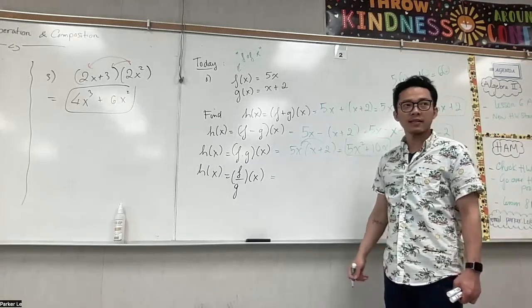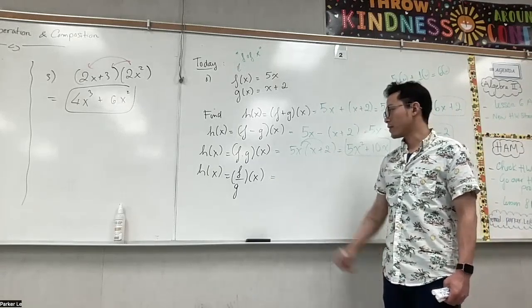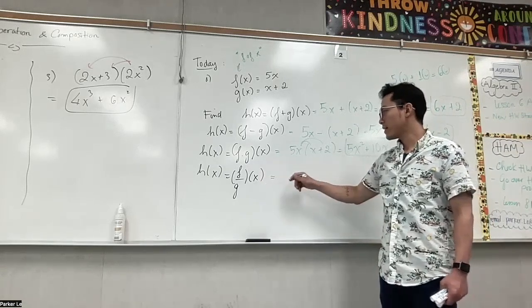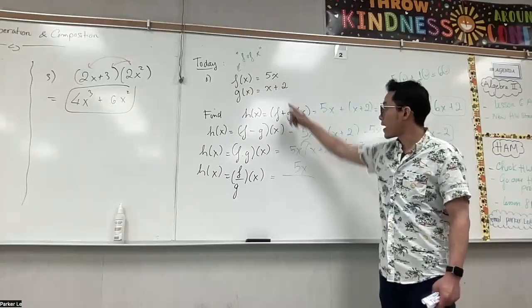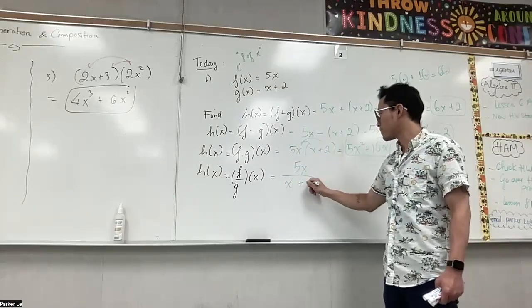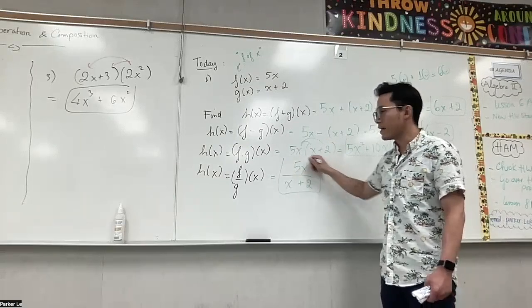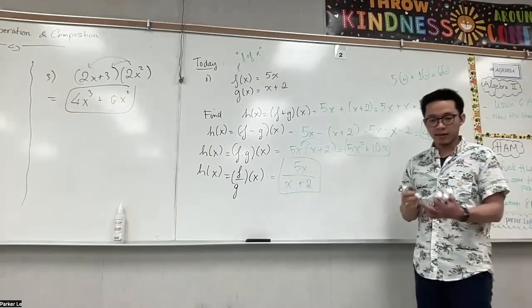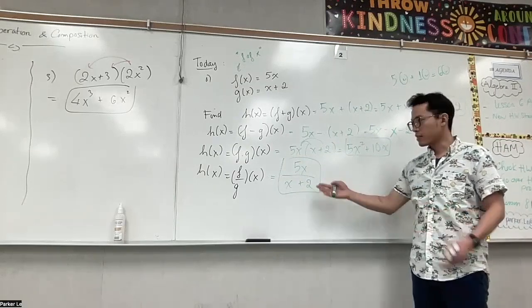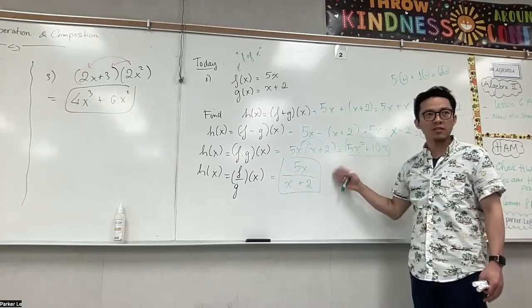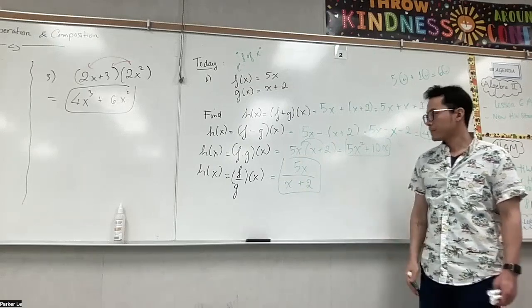All right, divide. F divided by g of x. So f is 5x divided by g, which is x plus 2. You can stop right here, unless I ask you to do synthetic division or long division to calculate this, but I won't. So just stop right here.